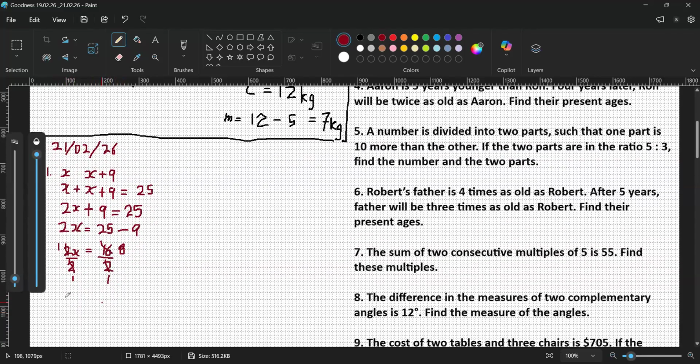So if one of them is 8. Sorry, that 8 is not looking like 8. Let me try and make it look like 8. Okay. So one of them is 8, and the second one will be what? 8 plus 9, right? Yes, sir. So 8 plus 9, which is 17.